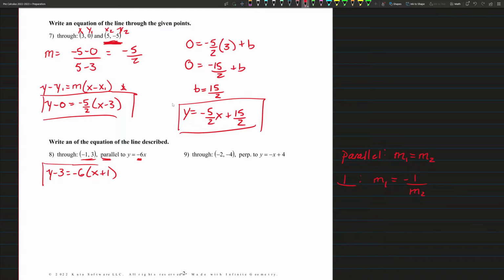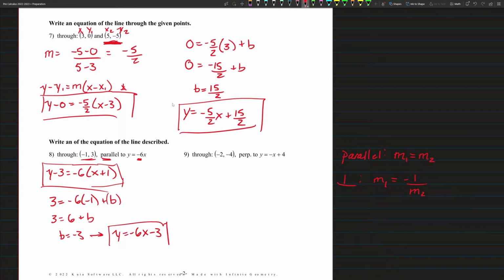Okay, again, you can use slope-intercept form. It's just simplifying this, but it's up to you. All right, so we could do 3 is equal to negative 6 times negative 1 plus b. So b is negative 3. Therefore, we have y is equal to negative 6x minus 3. Again, either of those will work.